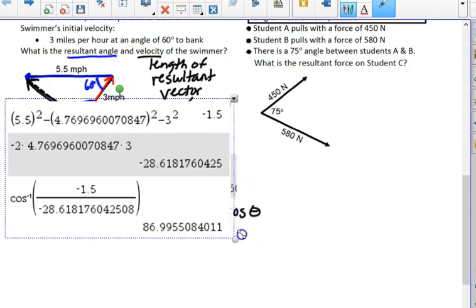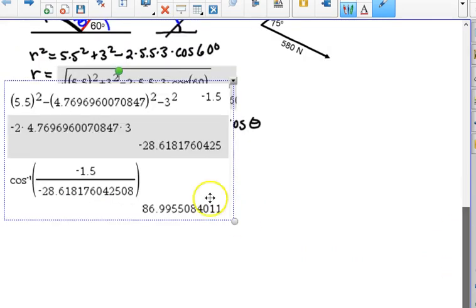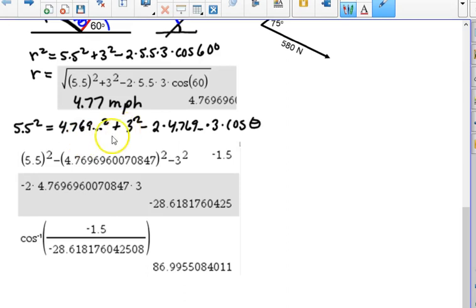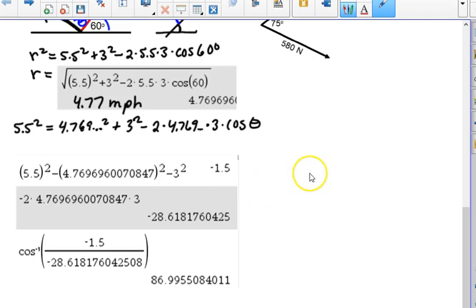So you can see hopefully how this works out. Notice here I subtracted these two values from this one. That's the negative 1.5. So I ended up with negative 1.5 squared equals, then I multiplied all of this together and I got negative 28.618 cosine theta. Then I divided both sides by negative 28.618 and then took inverse cosine to find theta.